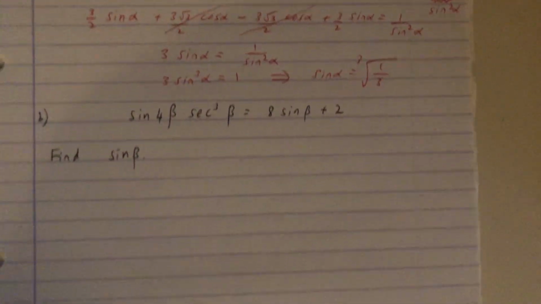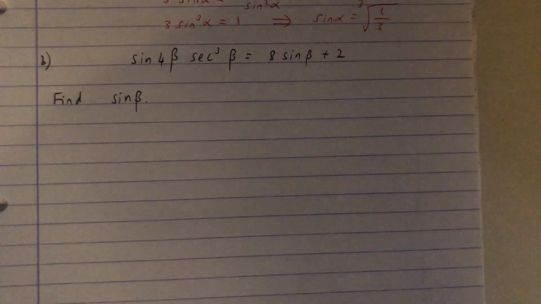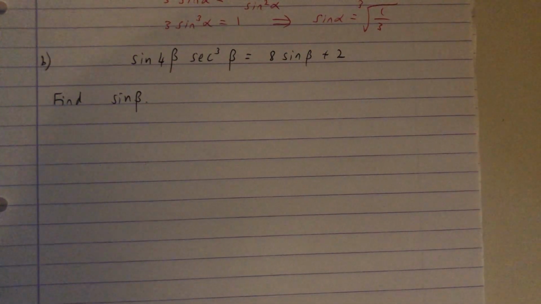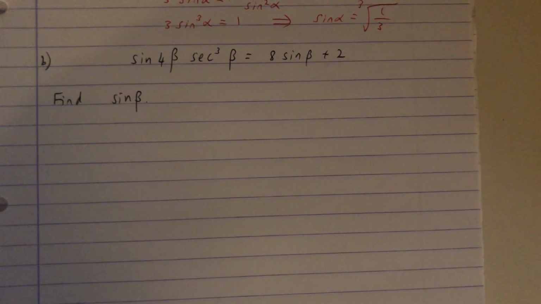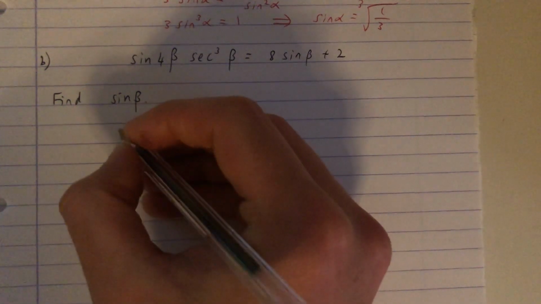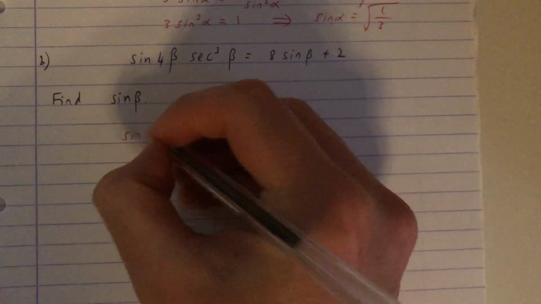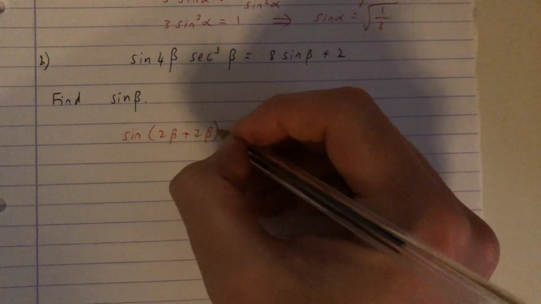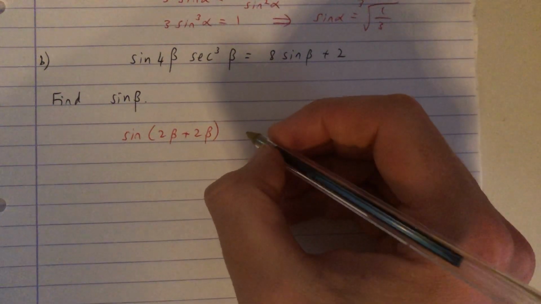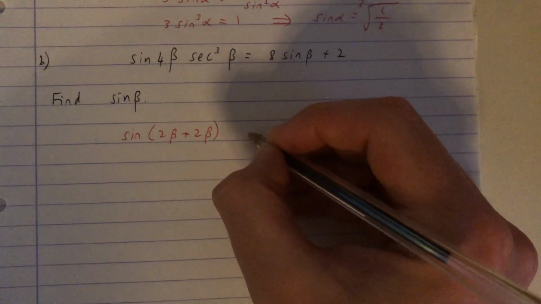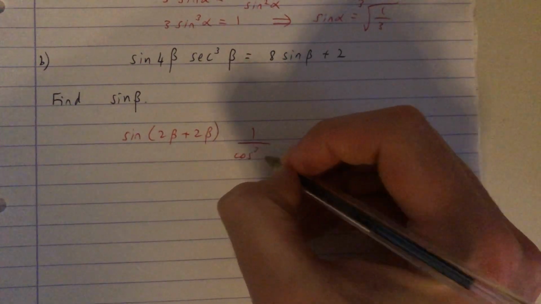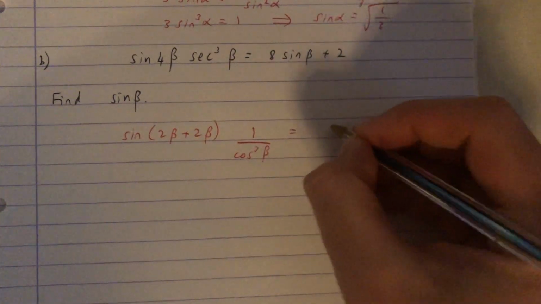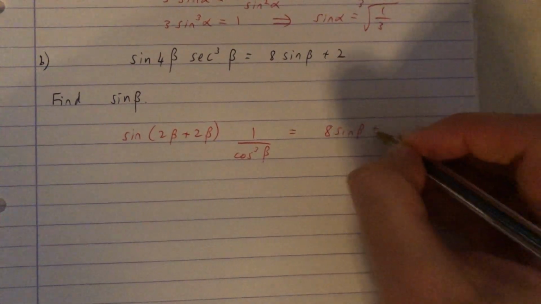Part B, a little bit trickier. You've got mostly trig ratios with a beta, but then you've got a sine 4 beta at the front. So there was a clue in the question on what to do first. The first thing was to use sine 4 beta as sine of 2 beta plus 2 beta, like so. Sec cubed beta is 1 over cos cubed beta is equal to 8 sine beta plus 2.